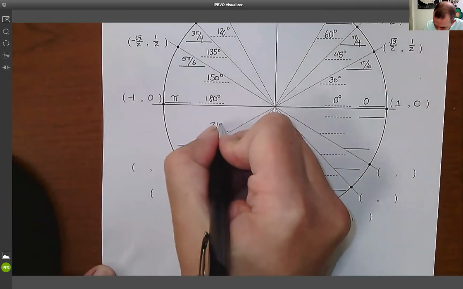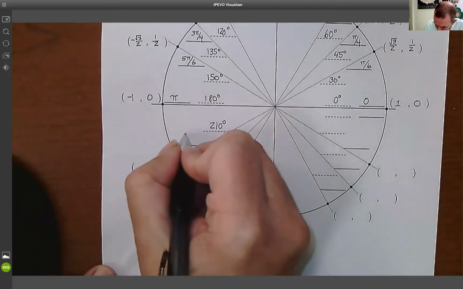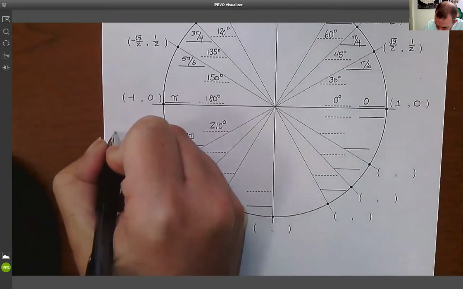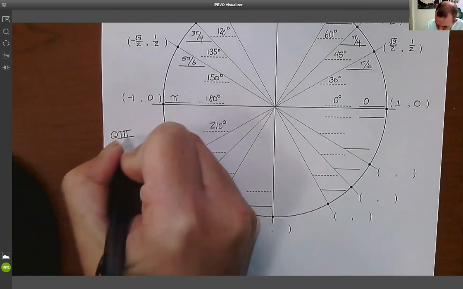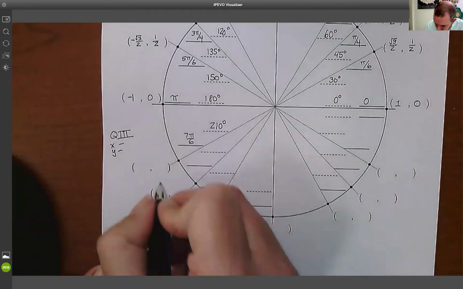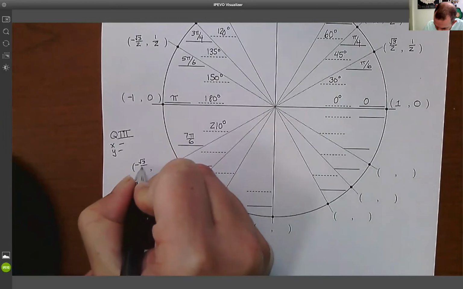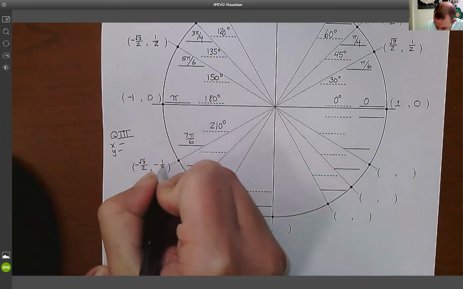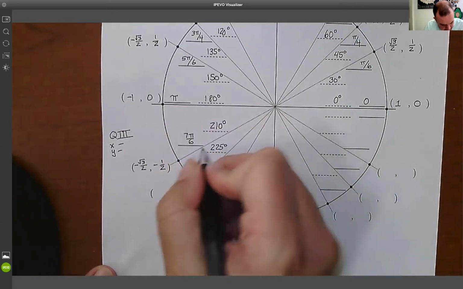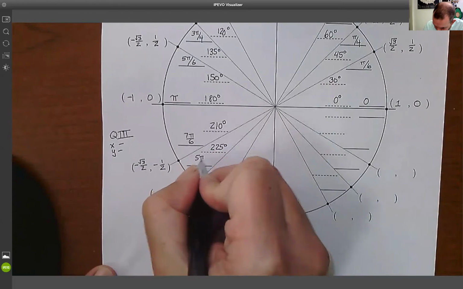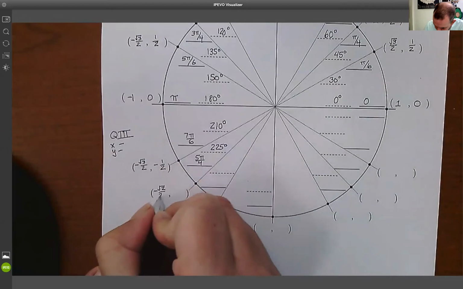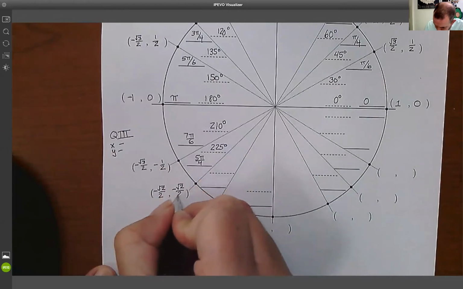This is 210 degrees and 7 pi over 6. And that's going to be quadrant 3, where x's are negative and y's are negative. So that tells me this is going to be negative root 3 over 2, negative 1/2. This next one is going to be 225 degrees. This is going to be 5 pi over 4. And those numbers are going to be negative root 2 over 2, negative root 2 over 2.